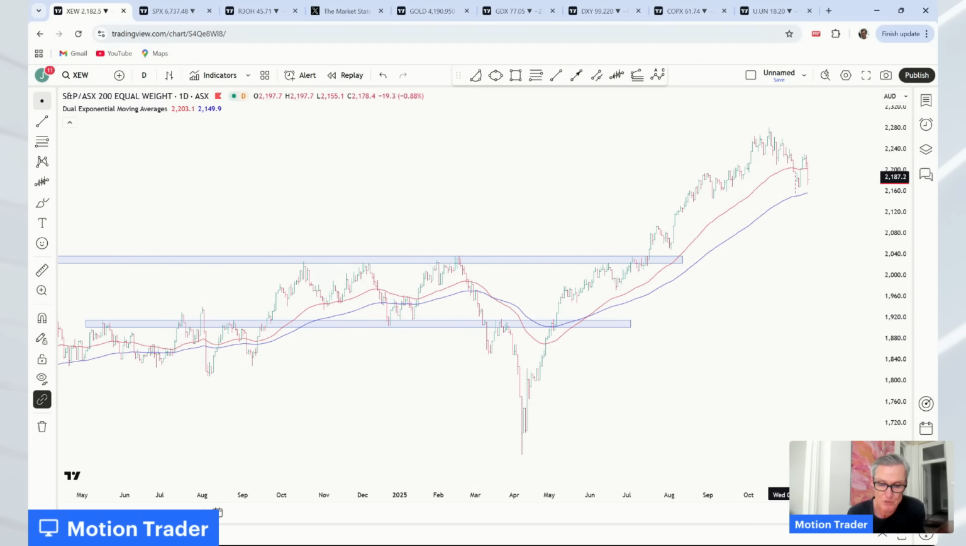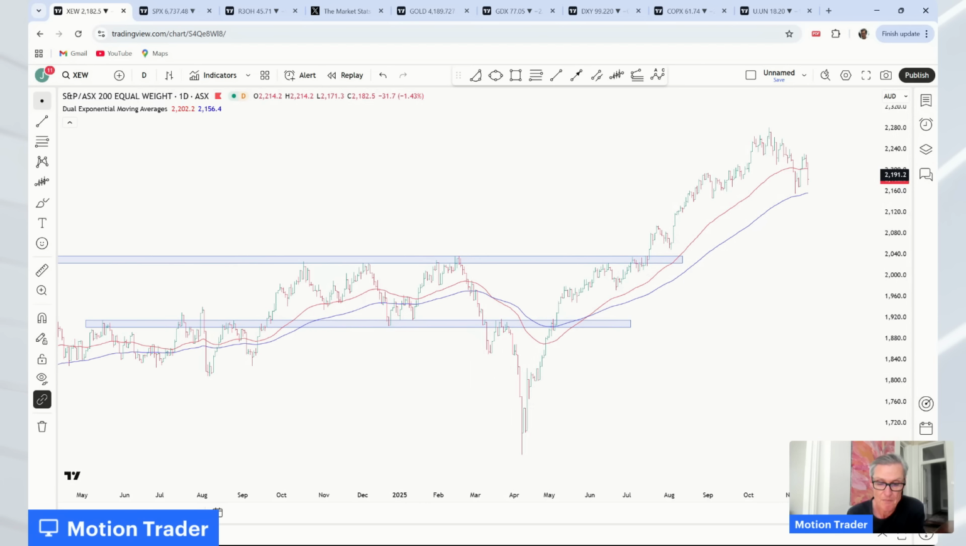pulling back, but it's really just that. It's just a pullback within potentially a rising trend back to the moving averages, which is a normal part of a rising trend. You get these trends, they pull back to the averages and they consolidate and they potentially rally again. So at this point, the equal weight is not giving a great deal of cause for concern.